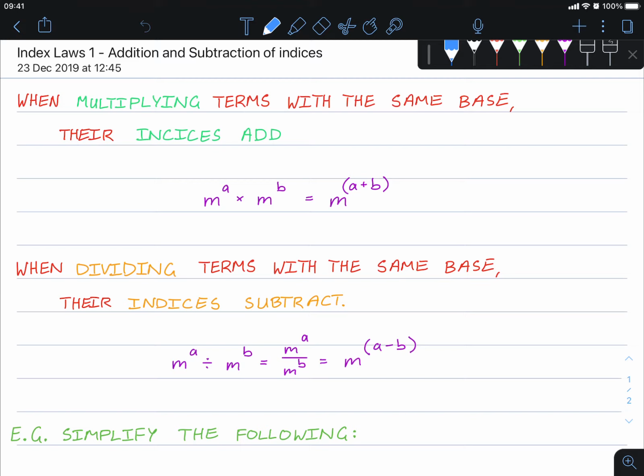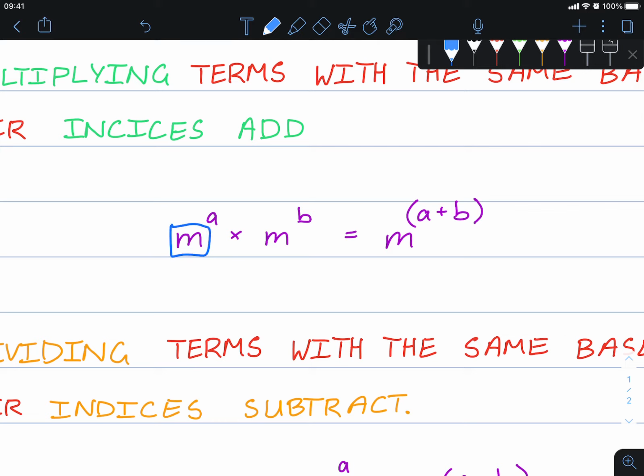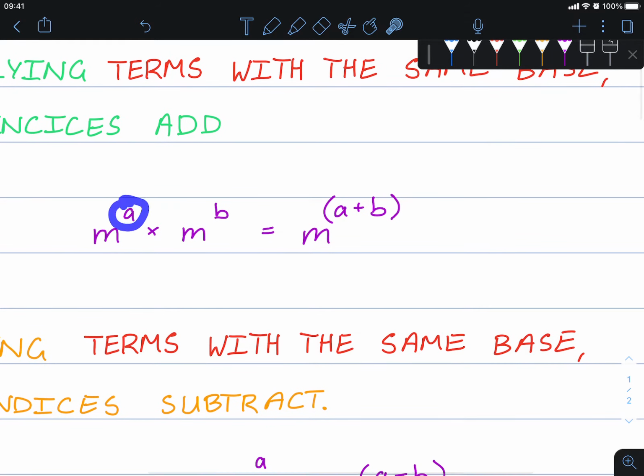When multiplying terms with the same base, their indices will add. So here we have, if you have m to the power of a times m to the power of b, the two bases are the same. Therefore, their indices will add.